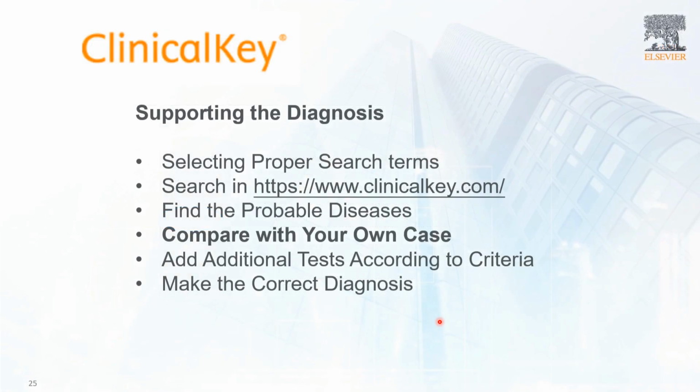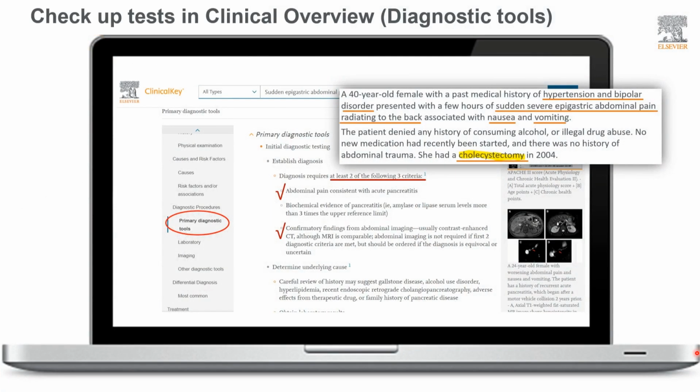After accomplishing necessary tests, you could finally make the right diagnosis based on the results you've obtained. Primary diagnostic tools or diagnostic algorithms can be found in clinical overview. You should compare the results with the diagnostic criteria. Like in this case, the patient appeared to accord with at least 2 of the following criteria of acute pancreatitis, including characteristic abdominal pain and confirmatory findings from the CT scan.